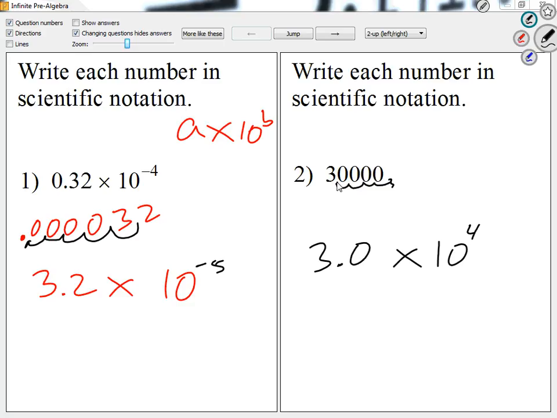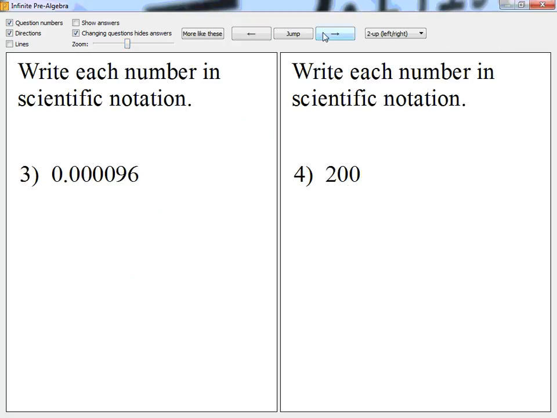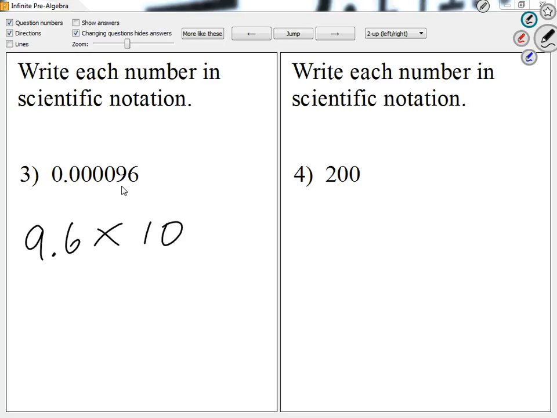Alright, so any questions on the first 10? Number 3? Alright, let's take a look at number 3. Right, I have to write this out. Where would I place a decimal to make this between 1 and 10? 9.6. So we're saying we're going to start between the 9 and the 6, and obviously we have to finish there. So I want to say 9.6 times 10 to the what? 5.